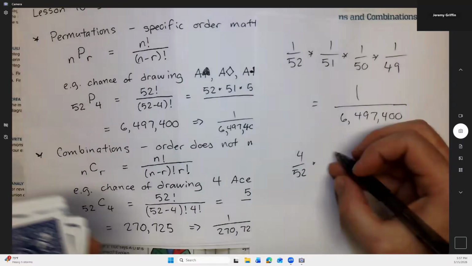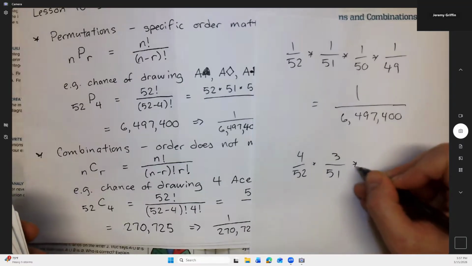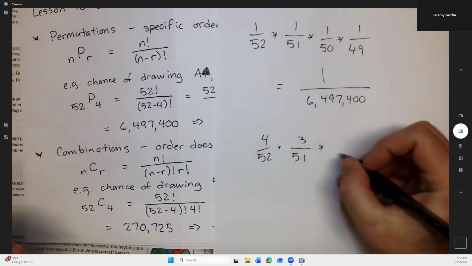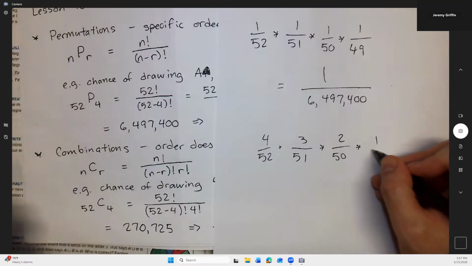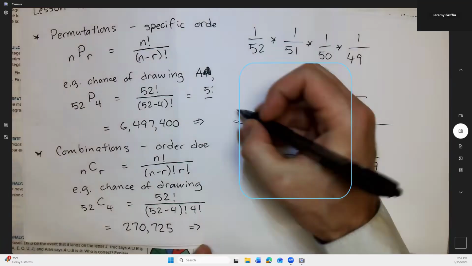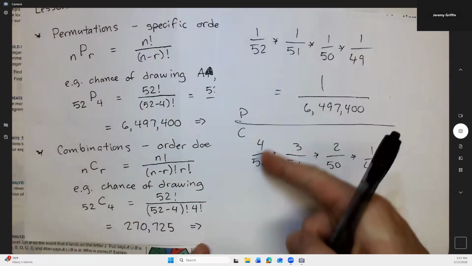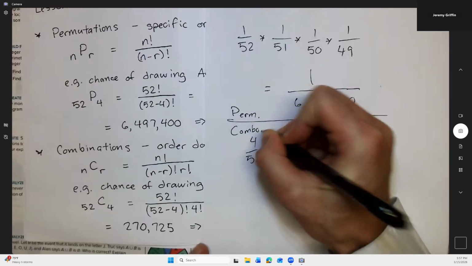Then I have 51 cards remaining, and there are 3 qualifying cards. And then assuming that I pick one of the aces, there are 50 cards remaining and 2 qualifying cards. And then finally, 1 out of 49, as I said before. So everything above this line is permutations. Everything below this is combinations. Permutations, combinations.